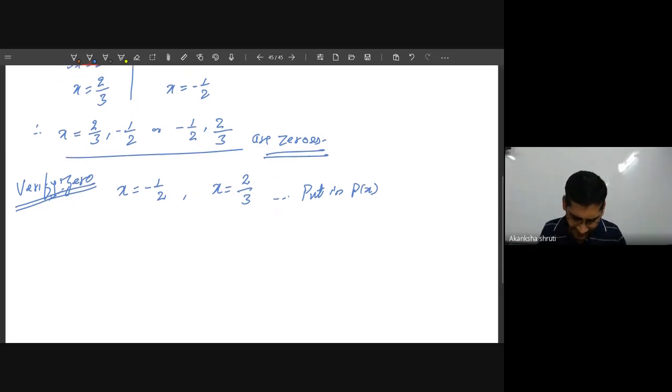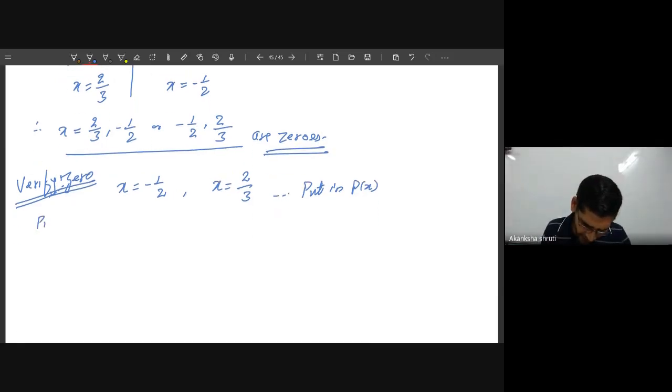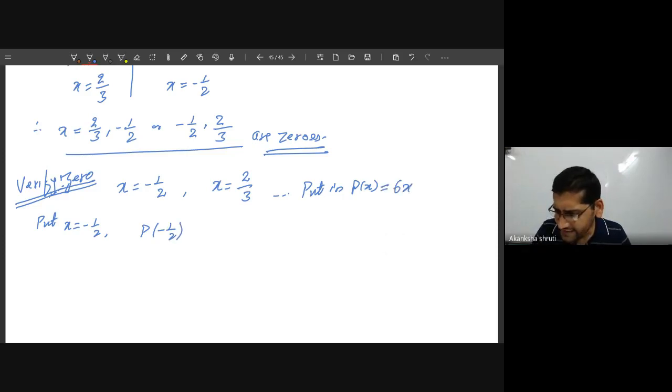So let me verify. Put x equals to minus 1 by 2. What is our p of minus 1 by 2? Student, our polynomial p(x) is what? 6x square minus x minus 2. So p of minus 1 by 2 means 6 times minus 1 by 2 square, minus of minus 1 by 2, minus of 2.